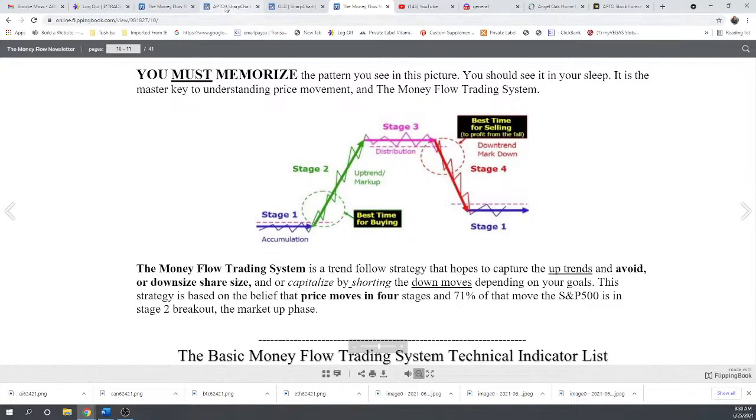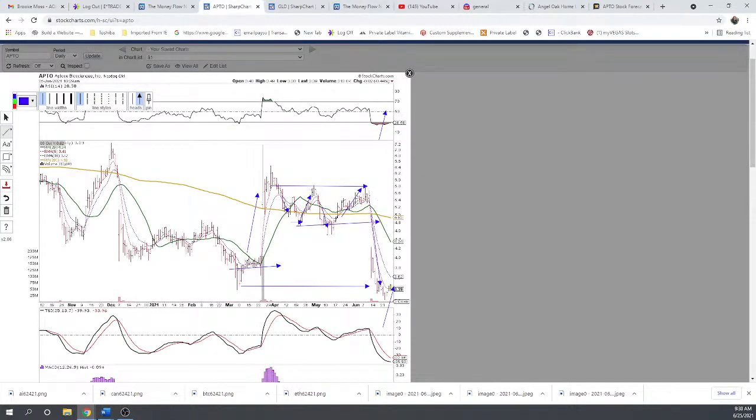Let's say they're half wrong. If they're half wrong, they're going to hit the money flow target, right? What's the money flow target? Previous high. Look, it's going there, man. Past performance is not indicative of future results.